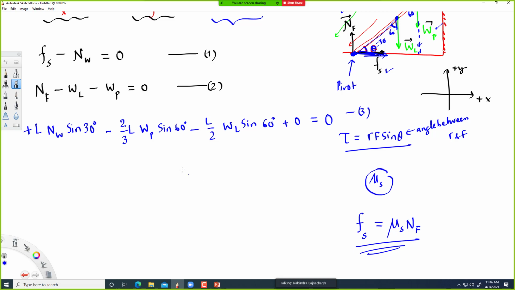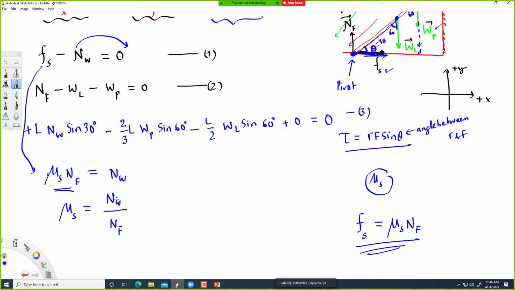So here we want to find, you can write mu s N for the friction, and that will be equal to NW, right? So you can take this to the right, so that becomes that. So Fs is that, NW. So then mu s is equal to NW over NF. So you need the normal of the wall over the normal of the floor to find mu s.